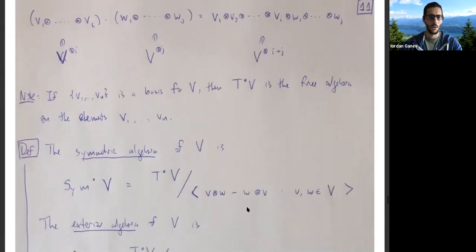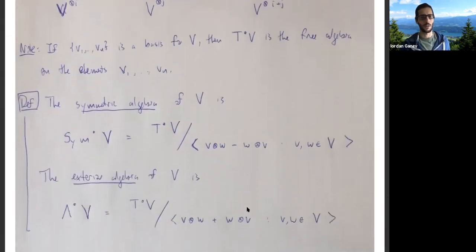We also have two other algebras, which are the symmetric algebra and the exterior algebra of the vector space V. Both of them are quotients of the tensor algebra, and we take quotients by some ideals. For the symmetric algebra, we take the quotient by the ideal generated by V tensor W minus W tensor V for any two elements V and W in the vector space. This V tensor W minus W tensor V is a non-simple tensor in general inside the second graded piece, inside the second tensor power of V.